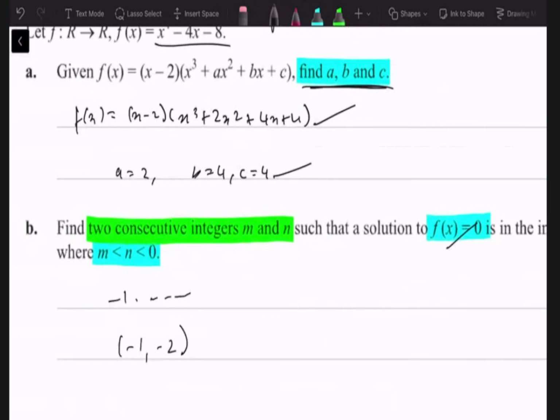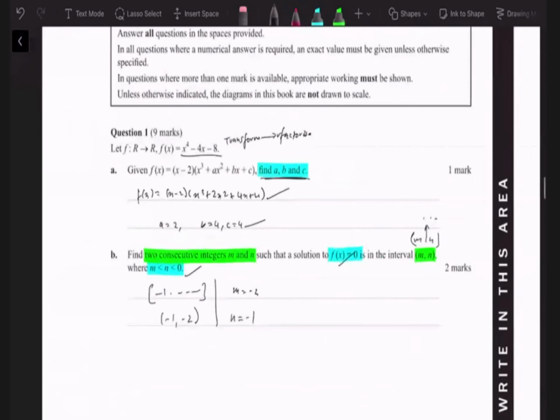If we look at the domain for those two values, m is going to be less than n. So m is negative 2 and n is negative 1. This also supports your answer, because you got a negative decimal and m and n are negative, so that makes sense.